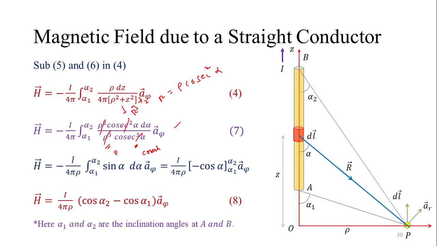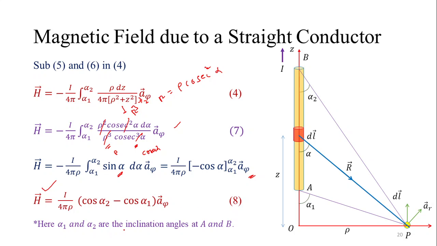so you will have minus I by 4 pi rho, just bring the rho outside. So 1 by cosecant alpha is sin alpha, so integral alpha 1 to alpha 2 sin alpha d alpha a phi, so I by 4 pi rho minus cos alpha with limits alpha 1 to alpha 2 a phi. So if you apply the limits, then you will get H vector is I by 4 pi rho, cos alpha 2 minus cos alpha 1, a phi.